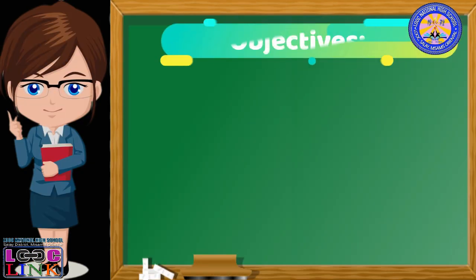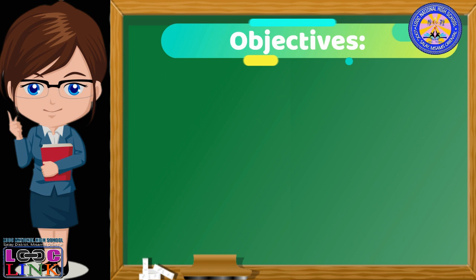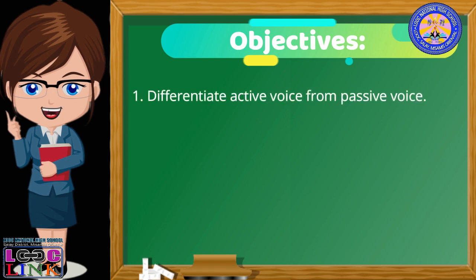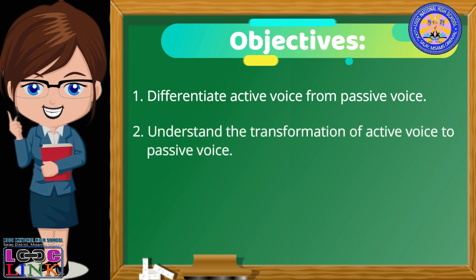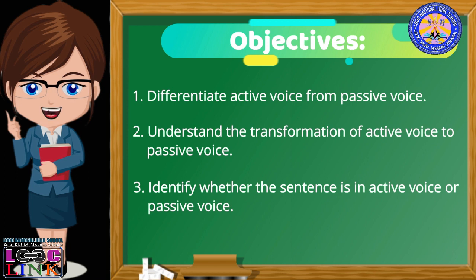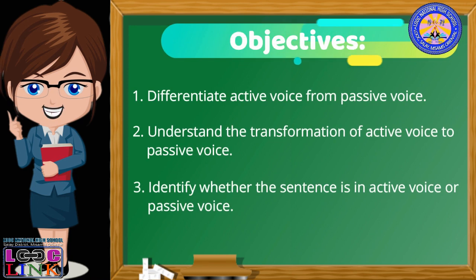Were we able to get our objectives for today's English class? Can you now differentiate active from passive voice? Did you understand how an active voice is transformed into passive? Were you able to identify sentences in its passive or active voice? If you answered yes to all three questions, excellently done! Then, you have understood our lesson for today.